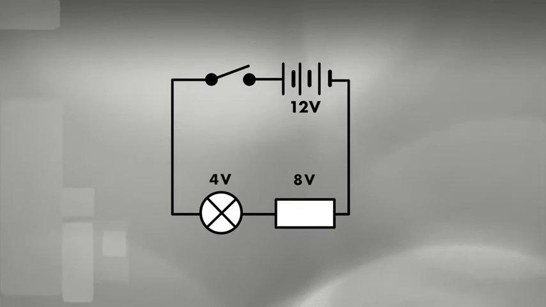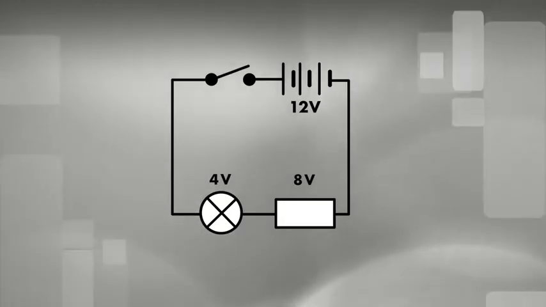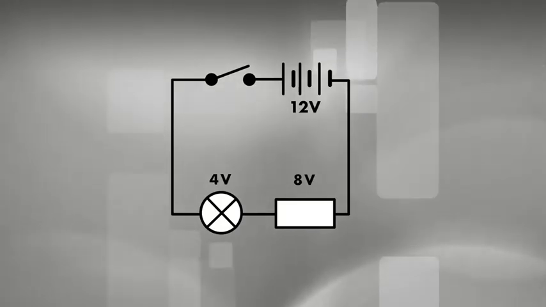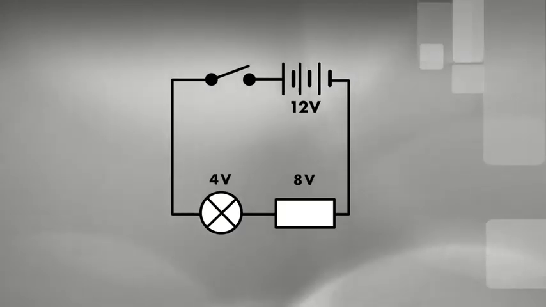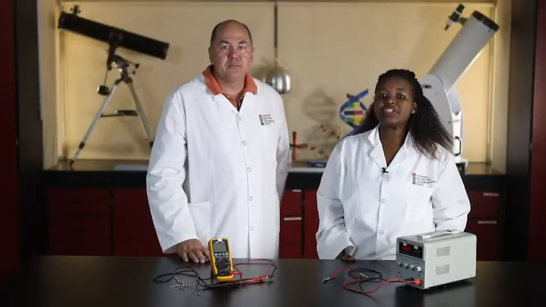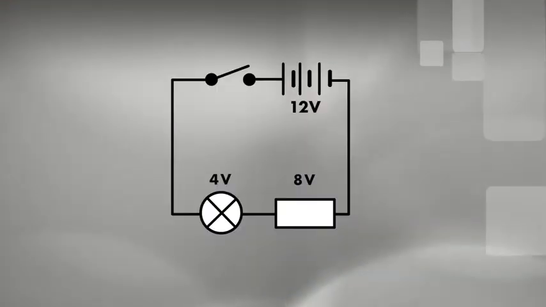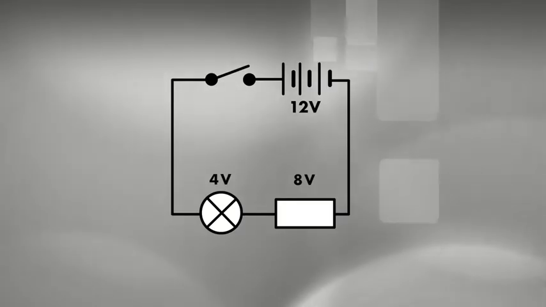A 12 volt battery and a light bulb that operates best at 4 volts. We will use a series circuit to sort this problem out. We want to apply 4 volts across the bulb and connect a resistor in series with the bulb to split the potential difference into 4 volts and 8 volts. The potential difference across the light bulb must be 4 volts and the potential difference across the resistor must be 8 volts. The potential difference across the resistor is twice as much as the potential difference across the light bulb.